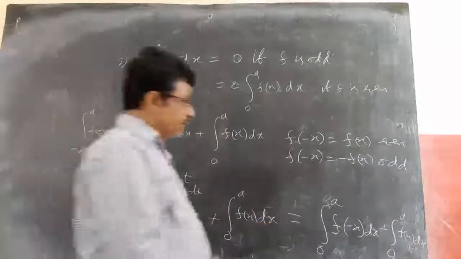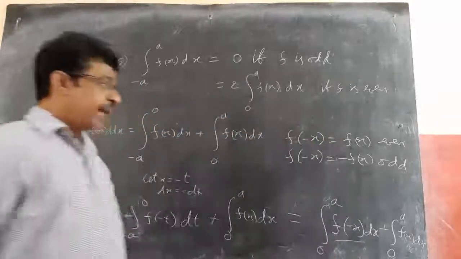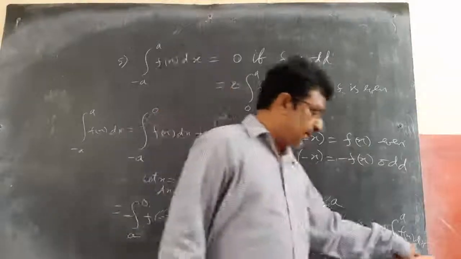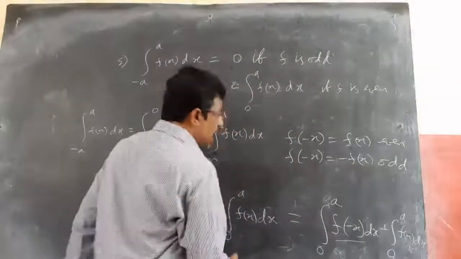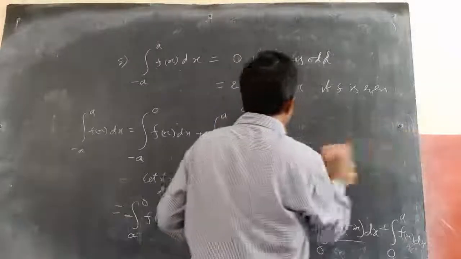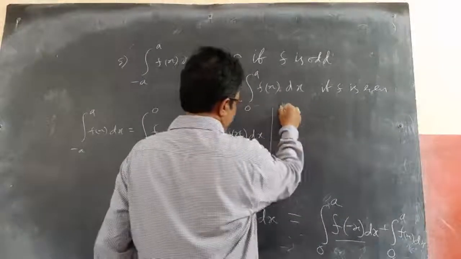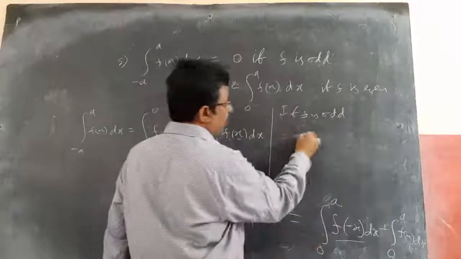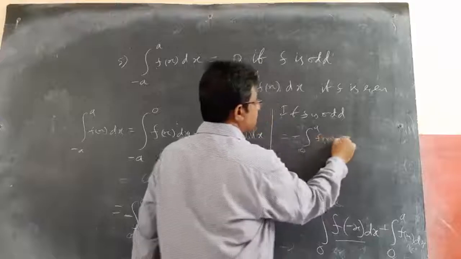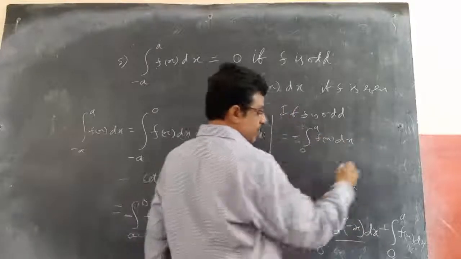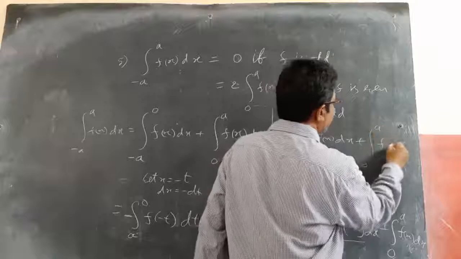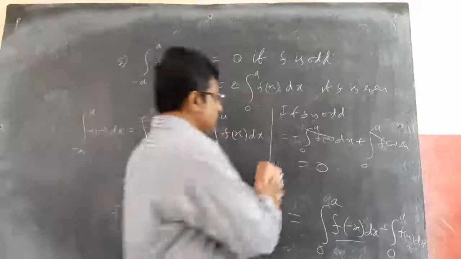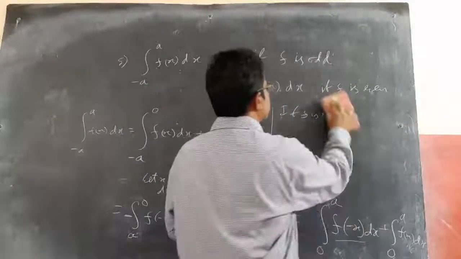Now, if it is an odd function, f of minus x is minus f of x. So this becomes minus, and minus minus cancels. If f is an odd function, it becomes minus the integral from 0 to a of f(x) dx, because f of minus x equal to minus f of x, plus the integral from 0 to a of f(x) dx. So it automatically gets cancelled and becomes 0 if it is odd.